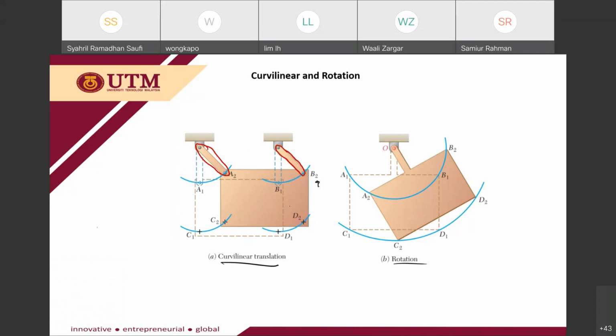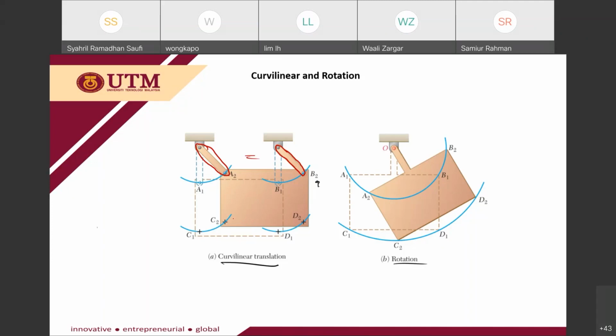If the arms are of different lengths, then you have a different story. The path of motion of points A and B will be different, so you will not have curvilinear motion for this rectangular plate. But if you have the same length of arm, then points A, B, C, D will move with curvilinear translation.